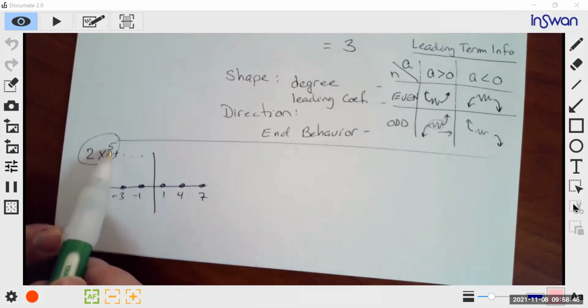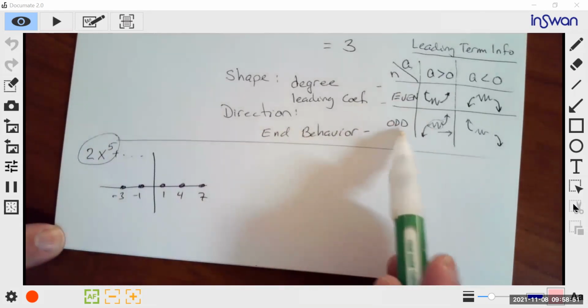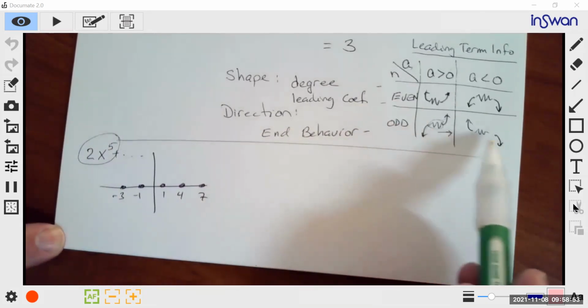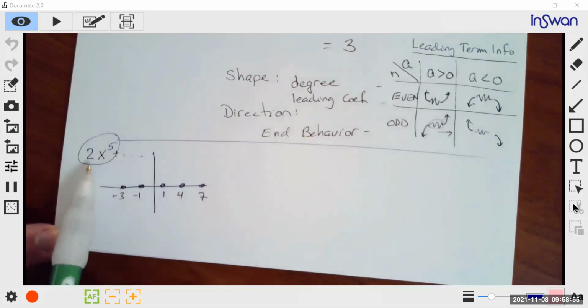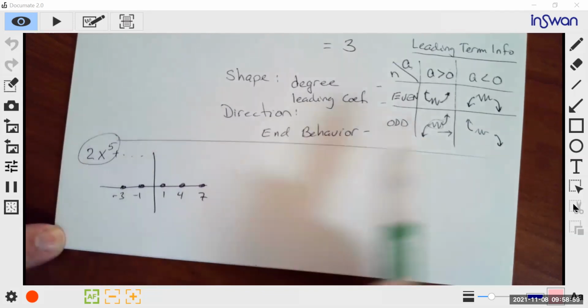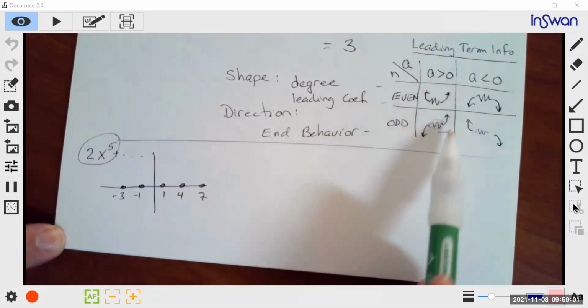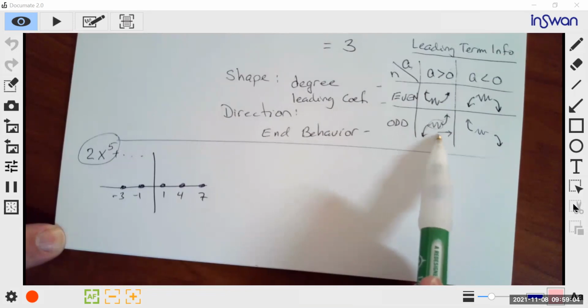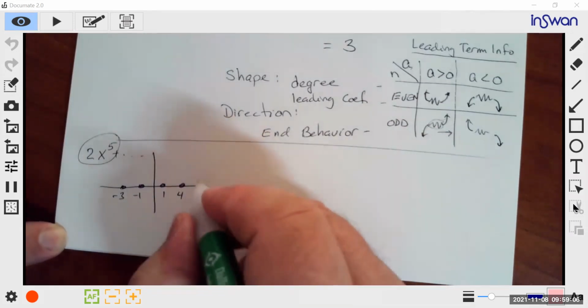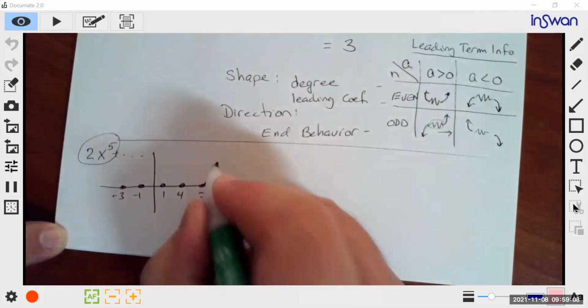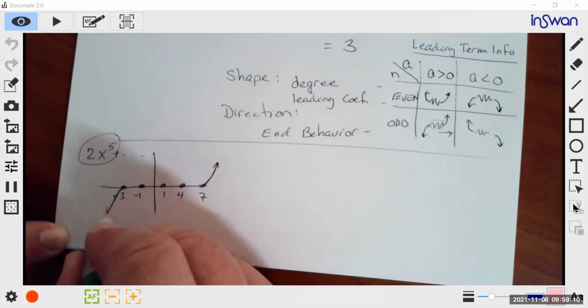It's a fifth order equation. It's odd. If n is odd, it has this shape, opposite directions. Is your a positive or negative? So it's greater than 0. So your graph's going to look like this. All we know is that from the last point, it goes up. From the first point, it goes down.